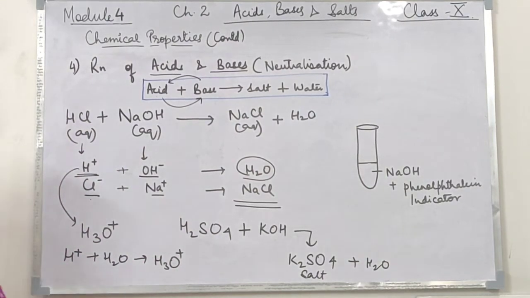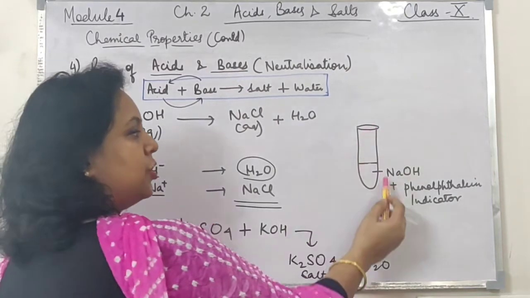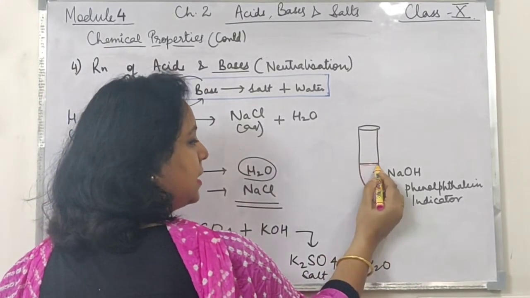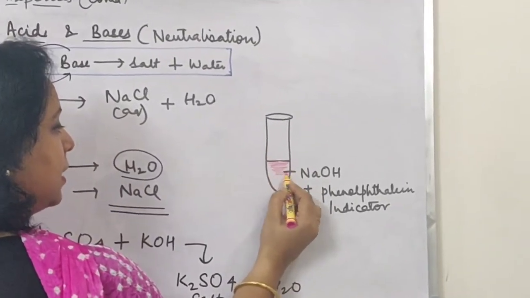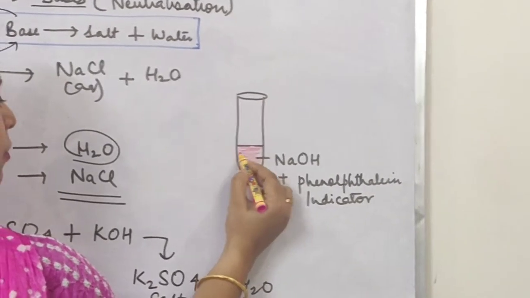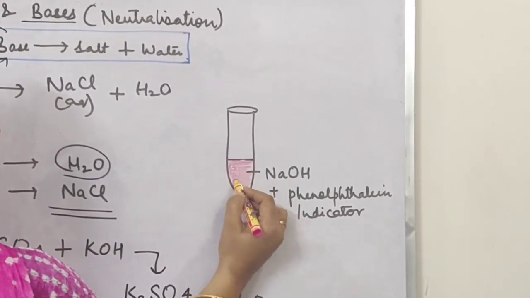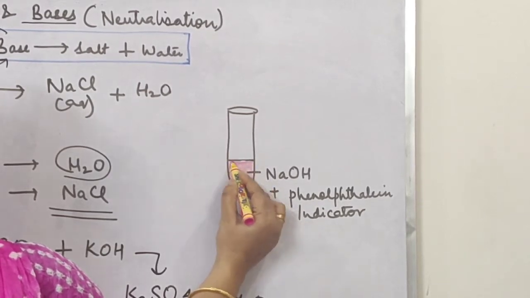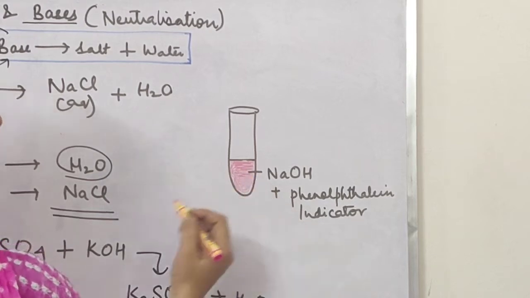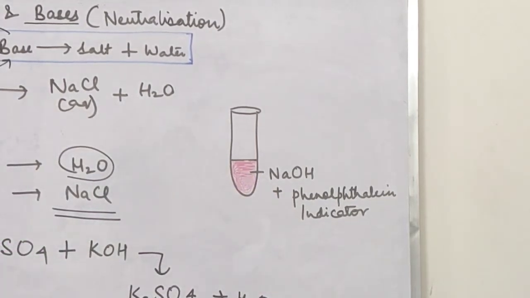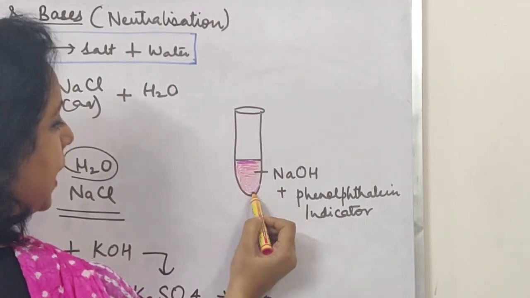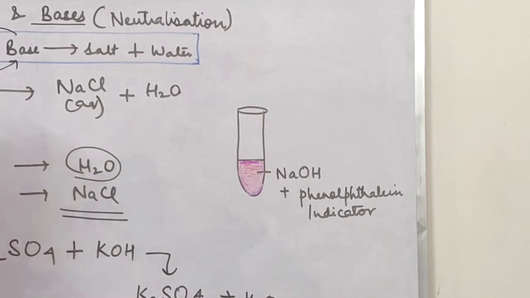Let us just try to understand this with the help of a diagram. Now in this test tube, suppose we have taken sodium hydroxide. It is colorless. What I have done, I have added a little phenolphthalein indicator. You know children, phenolphthalein is colorless, but in basic solution what happens? It forms a pinkish color. So there is this pink color in the test tube.